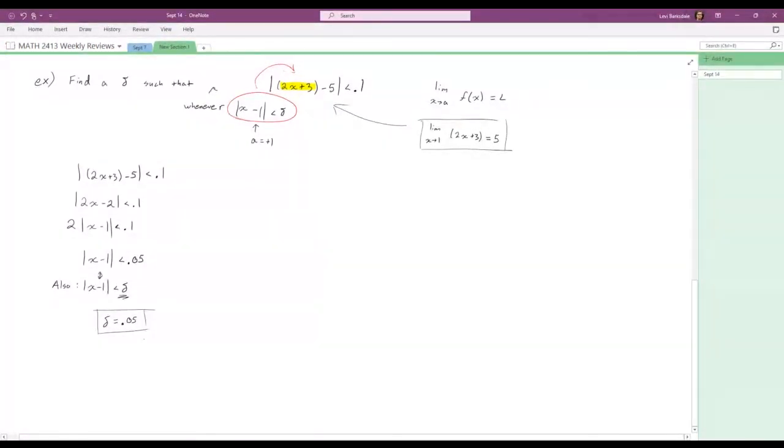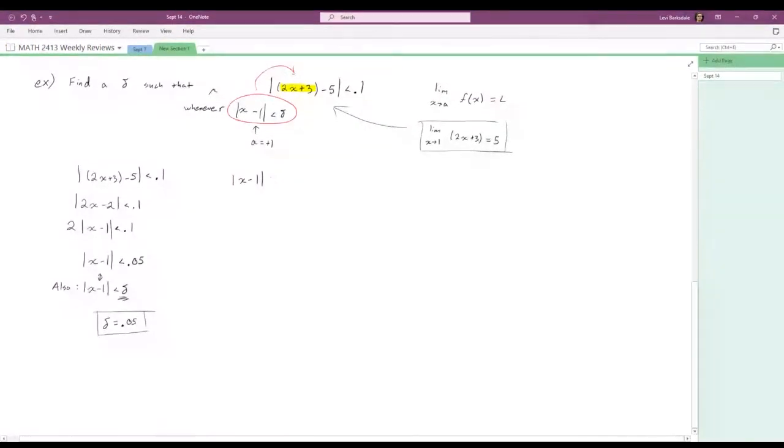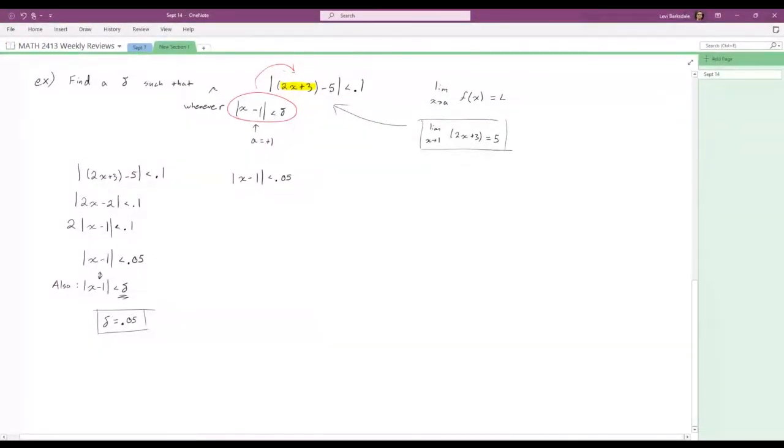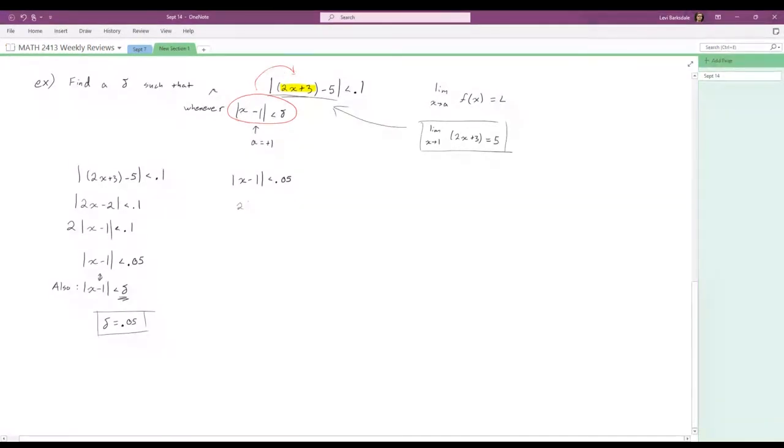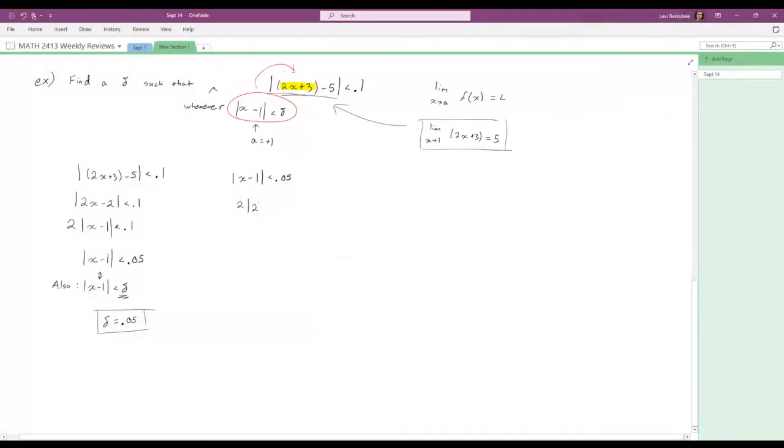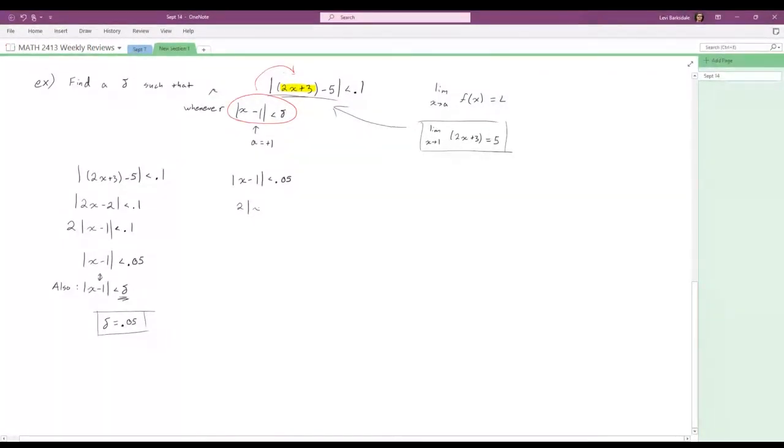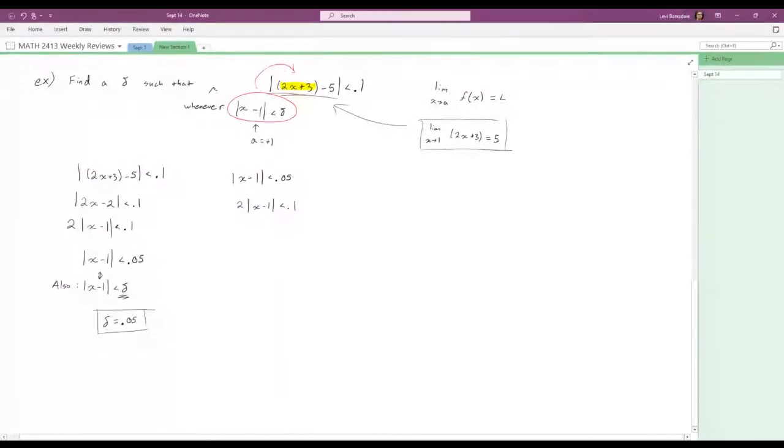And this would be my answer. Now, one way I can check that it's my answer is I can work backwards. I can start by saying the absolute value of x minus 1 is smaller than 0.05, because whenever x minus 1 is smaller than 0.05, my corresponding absolute value of 2x plus 3 minus 5 should be smaller than 0.1. So if I multiply both sides by 2, that would be 2 times the absolute value of x minus 1 is smaller than 0.1.